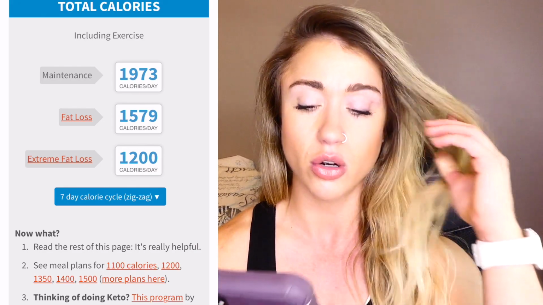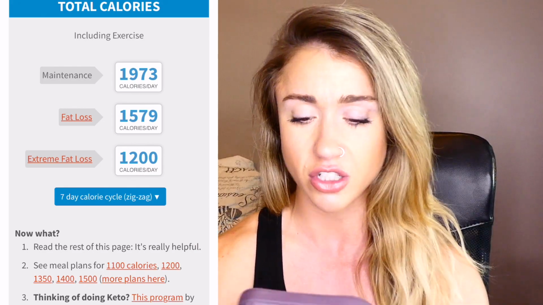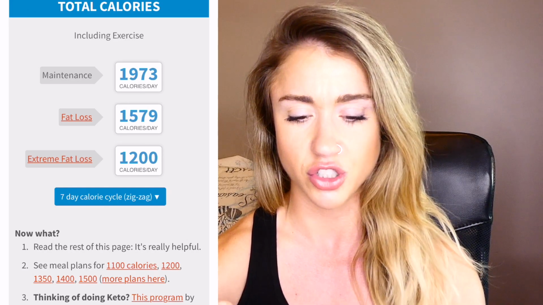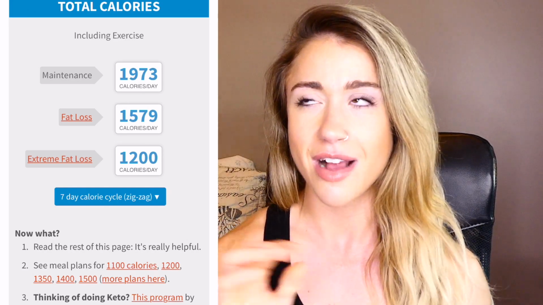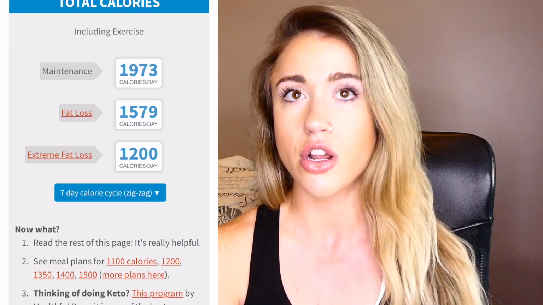Same as with the if it fits your macro calculator, I actually forgot to address that when it says, how fast would you like to lose weight? And it's like slow and steady, speedy and sporadic. Put slow and steady. Slow and steady wins the race. So we got that. Okay, next calculator.